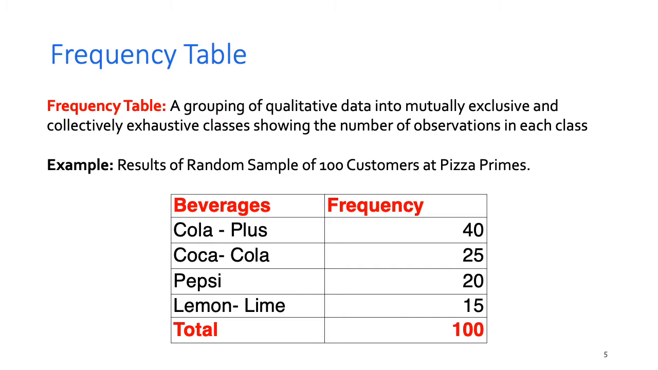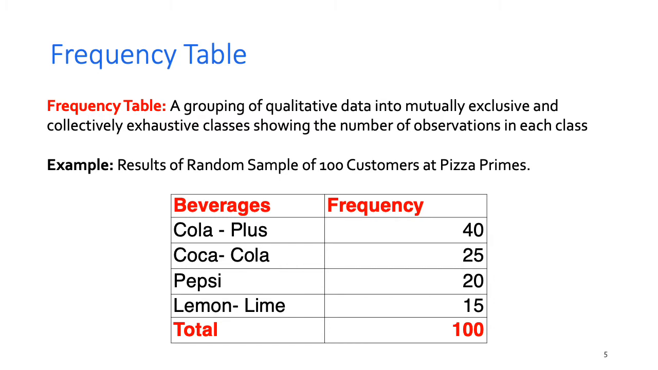Imagine you run Prime Pizza or Pizza Primes, and let's say you're interested in their beverage preferences. This is important to know as you order the syrups for these beverages on a regular basis. So you give out this survey to a random 100 customers, and you have a large spreadsheet where each of their preferences are filled out. Once you complete that large survey, you start to take each data point and summarize it in a frequency table. For example, when you looked at your sample, you saw that in terms of Cola Plus, 40 out of your 100 customers liked that choice. Coca-Cola, you had 25 out of 100 customers that liked that choice.